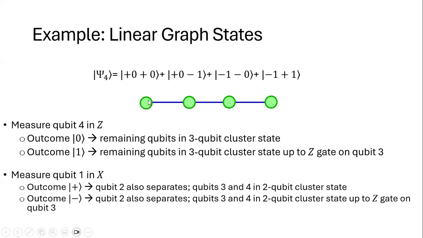But if you measure the Pauli X on the first qubit and find a minus, then you have to do an additional operation. And the additional operation is that you have to apply a Pauli Z gate on your third qubit to finally end up with a 2-qubit graph state. So those are the subtleties that you have to keep in mind, that based on the measurement outcome, you may or may not have to do a single qubit operation.